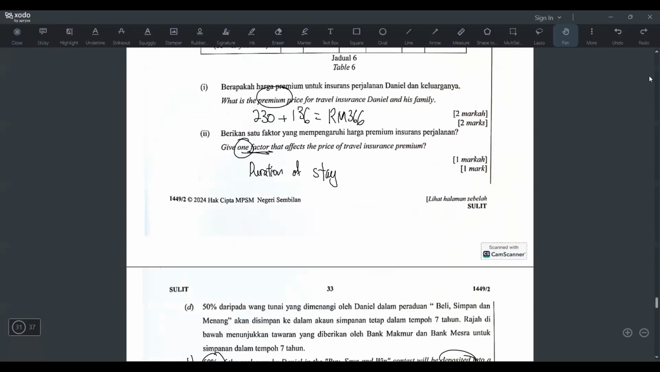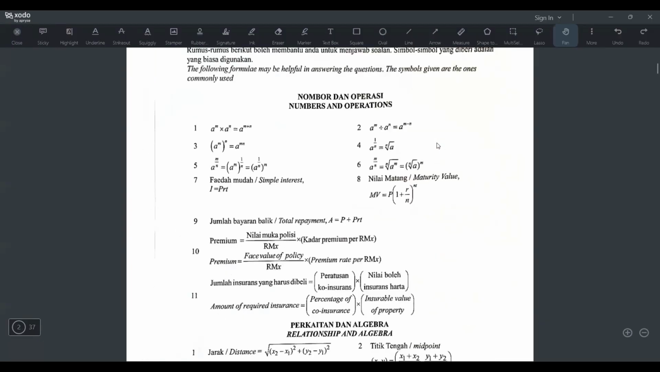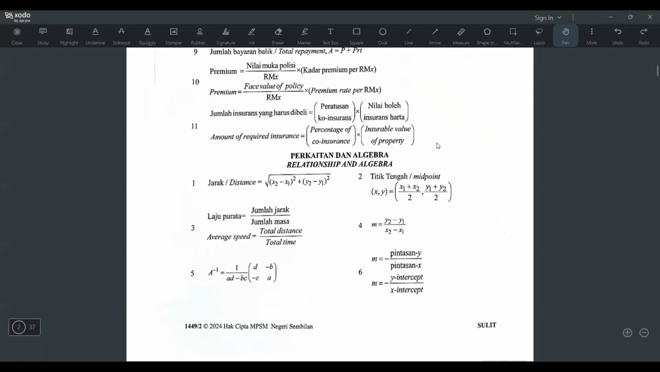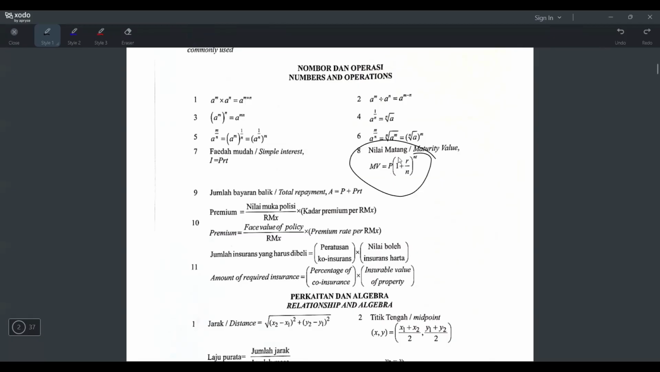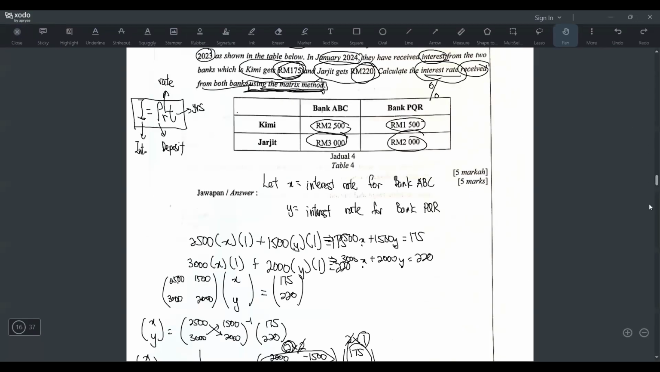Let me show you. So you guys just go to the first page, and then you can see it here, right? Okay, I see it already. Did you see it? This one, right? MV equals P, 1 plus R over N, power NT. And they even give you the interest formula here also. Okay, so let's go back to the question.